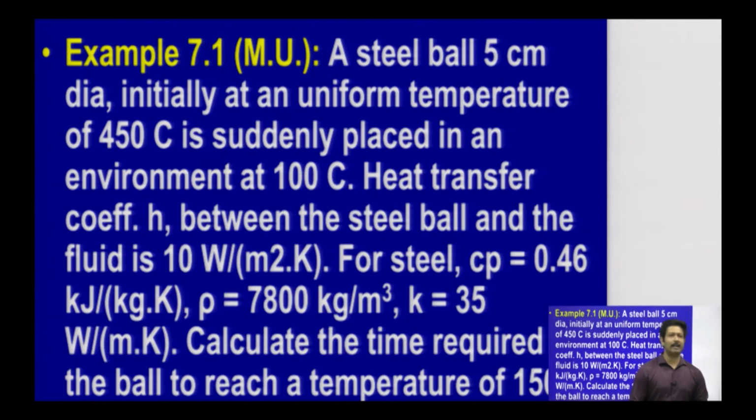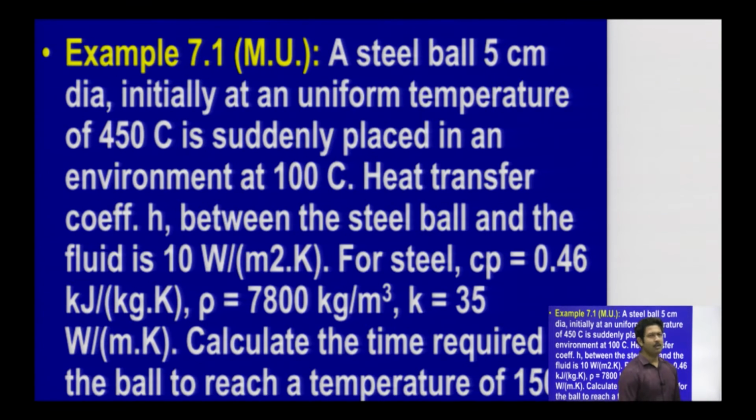Now let us do a numerical. A steel ball 5 centimeters in diameter, initially at a uniform temperature of 450 degrees Celsius, is suddenly placed in an environment at 100 degrees Celsius. The heat transfer coefficient h between the steel ball and the fluid is 10 watts per meter square Kelvin. For steel, take these properties: Cp is equal to 0.46 kilojoules per kilogram Kelvin, density is 7800 kg per meter cube, thermal conductivity is 35 watts per meter Kelvin.